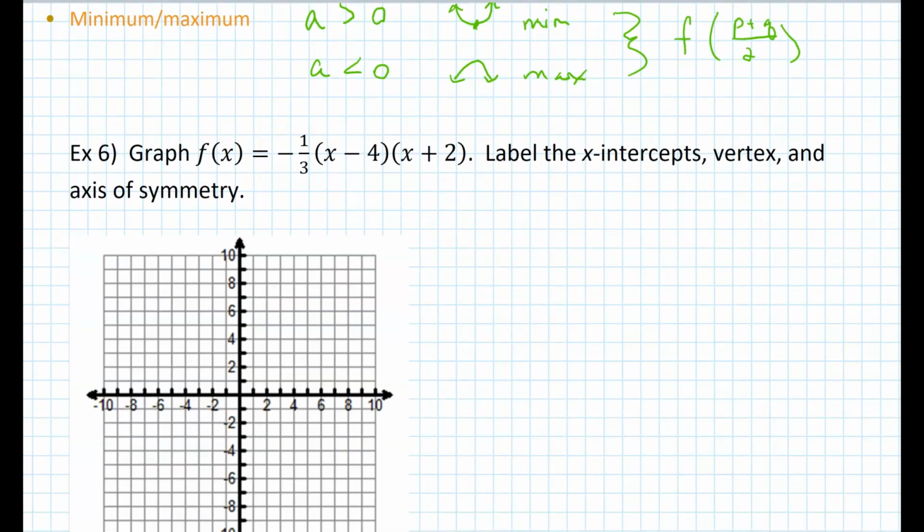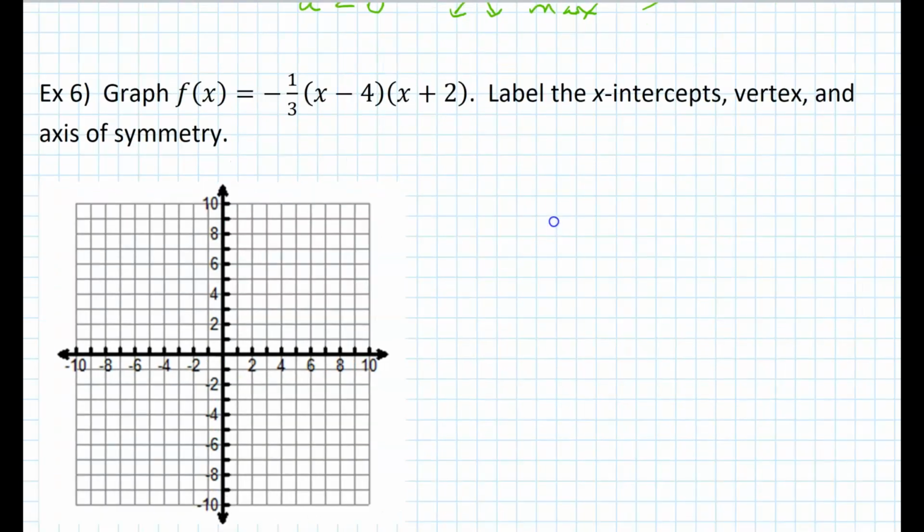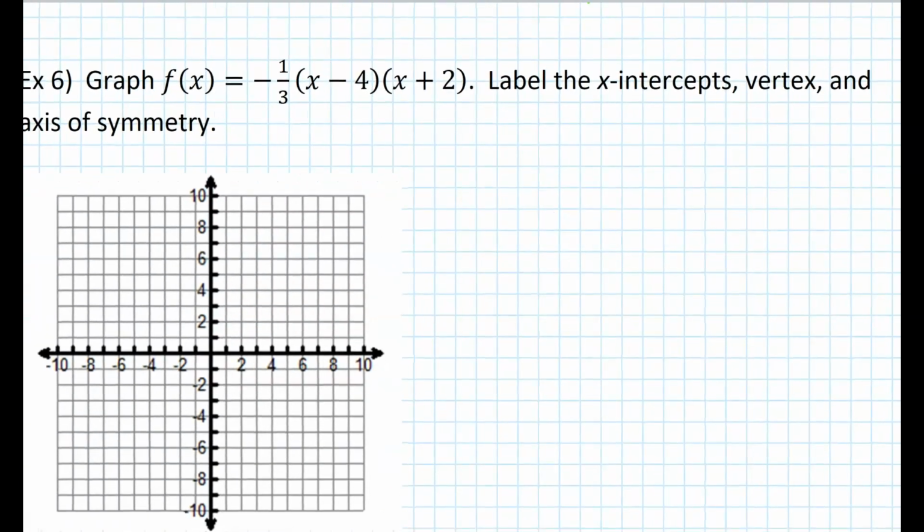Okay, so we're going to graph this one. What can we already tell by looking at the equation? It's going to open down, and have 2 x-intercepts. We already know that it opens down. Yes. There's going to be a max. All right, so we already know it opens down.